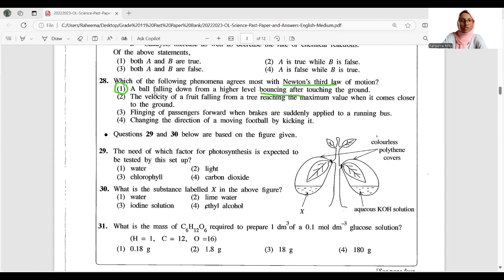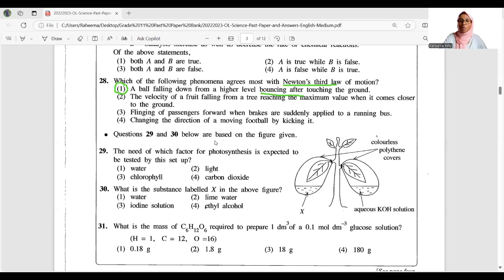We'll go with the other three incidents. The velocity of a fruit falling from a tree reaching the maximum value when it comes closer to the ground. They're talking only about the falling down, and when it falls, the velocity of the fruit increases. Actually, we are talking about this phenomenon under Newton's second law. Flinging of passengers forward when brakes are suddenly applied to a running bus. We can see a force difference here. Therefore, this incident, actually, we have known this incident in our textbook examples too. It comes under Newton's first law.